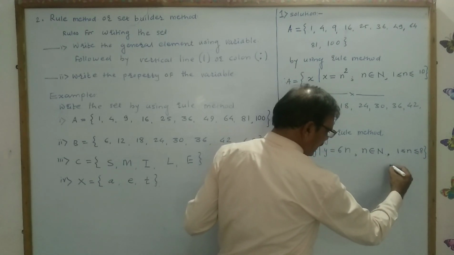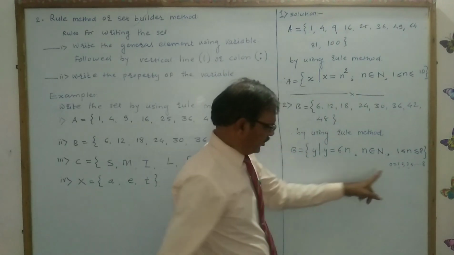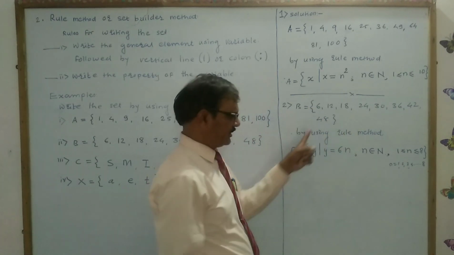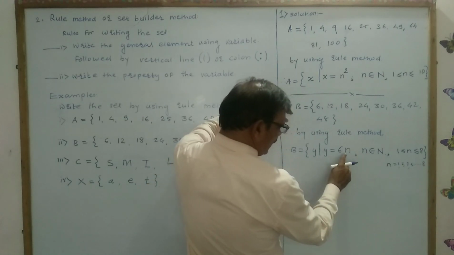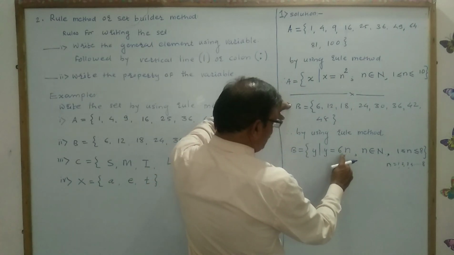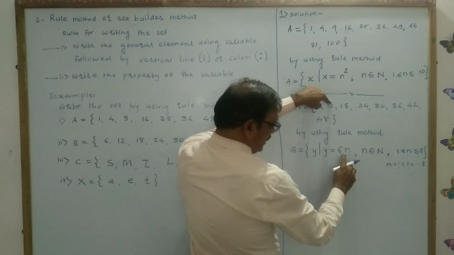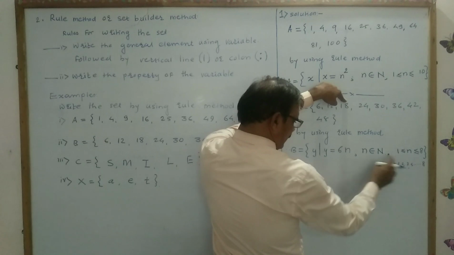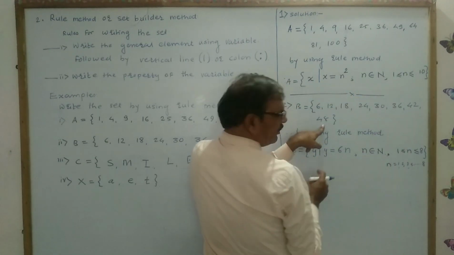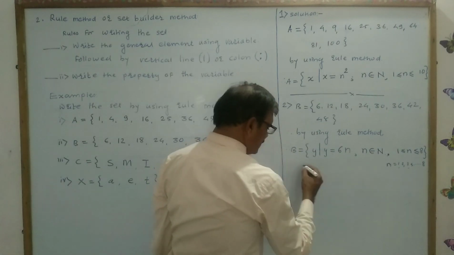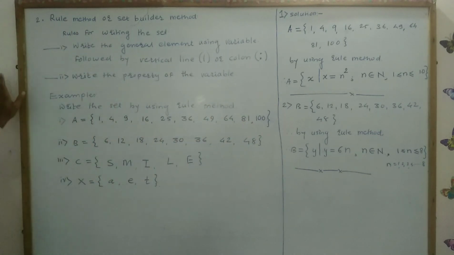When we take the value of n equal to 1, 2, 3, 4, till 8, and put this value here, we get this set. See, n equal to 1, put here, 6 into n, that is 6 times 1 is 6. Take 2 here, 6 times 2 is 12. Take 3, 6 times 3 is 18. Take 4, 6 times 4 is 24. In this way, till 8, 8 times 6 is 48. So this is the set written in set rule method.